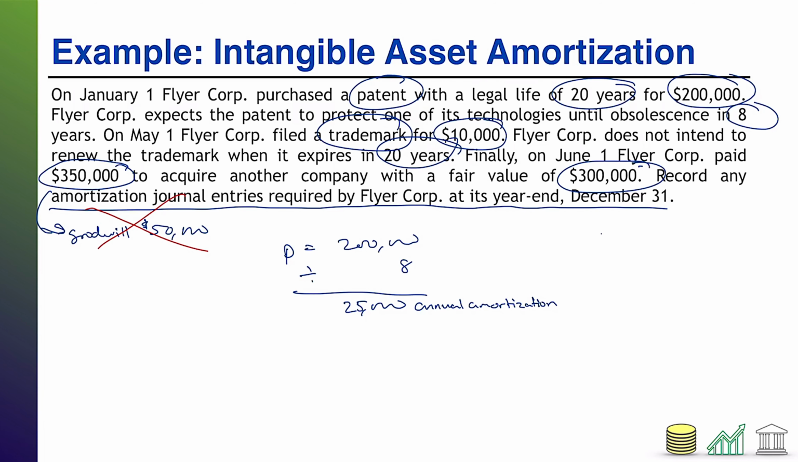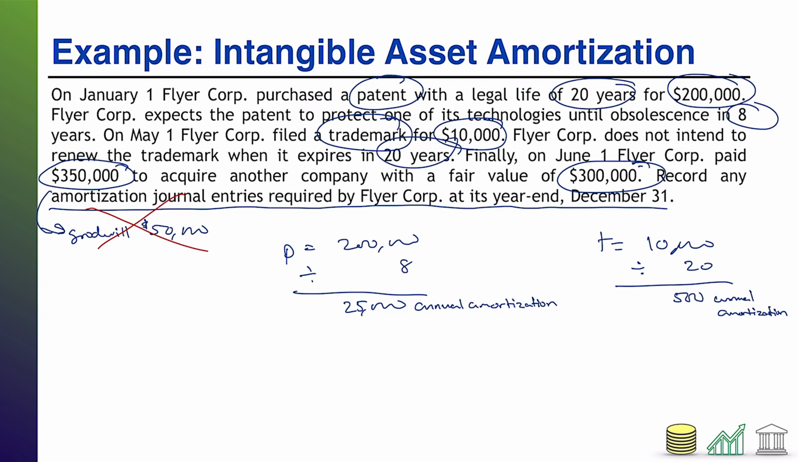Then we've got the trademark. So I'll do T equals, that trademark was $10,000. You don't intend to renew it when it expires in 20 years, so you've got 20 years until it runs out of value. So 10,000 divided by 20, I believe, comes out to 500. It's the annual amortization on that.